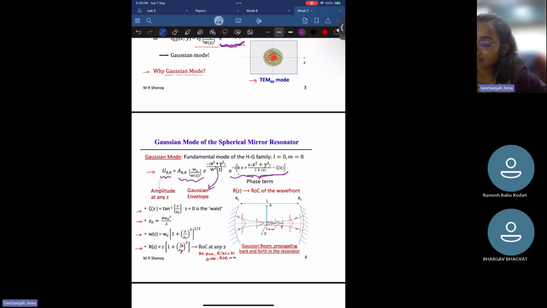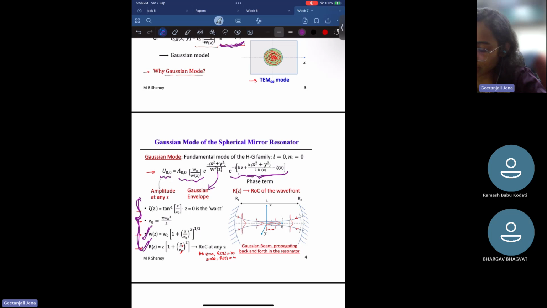Okay, and these are some parameters related to this Gaussian field. So how do we define a Gaussian field? We define the spot size of this Gaussian field as W(z) equal to W0 times the square root of 1 plus (z by z0) squared. And for any field distribution we have a radius of curvature, which is the radius of curvature of the phase front, which is moving along inside the mirror resonator.